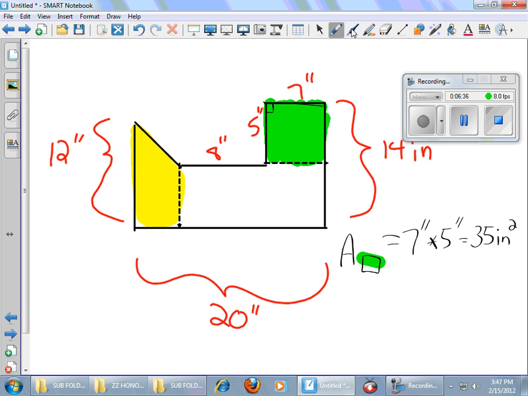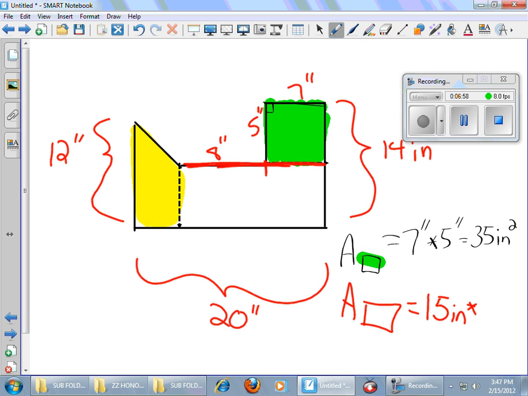All right, now I need the area of the big rectangle. Well, this dimension here must be 15 inches. How do I know? Because that's 8, and then the part above it is 7. So altogether that must be 15. So if I do the area of the white rectangle, the base could be 15 inches.